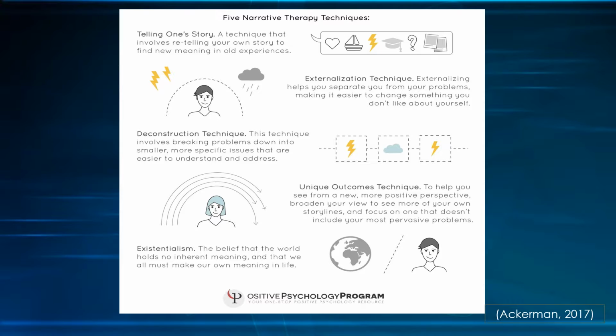Unique outcomes technique. This involves changing one's own storyline. If the purpose of narrative therapy is to construct a storyline to the client's experiences which provides meaning and gives them a positive, functional identity, the purpose of unique outcomes technique is to help the client change their perspective and perceive more positive and life-giving narratives.